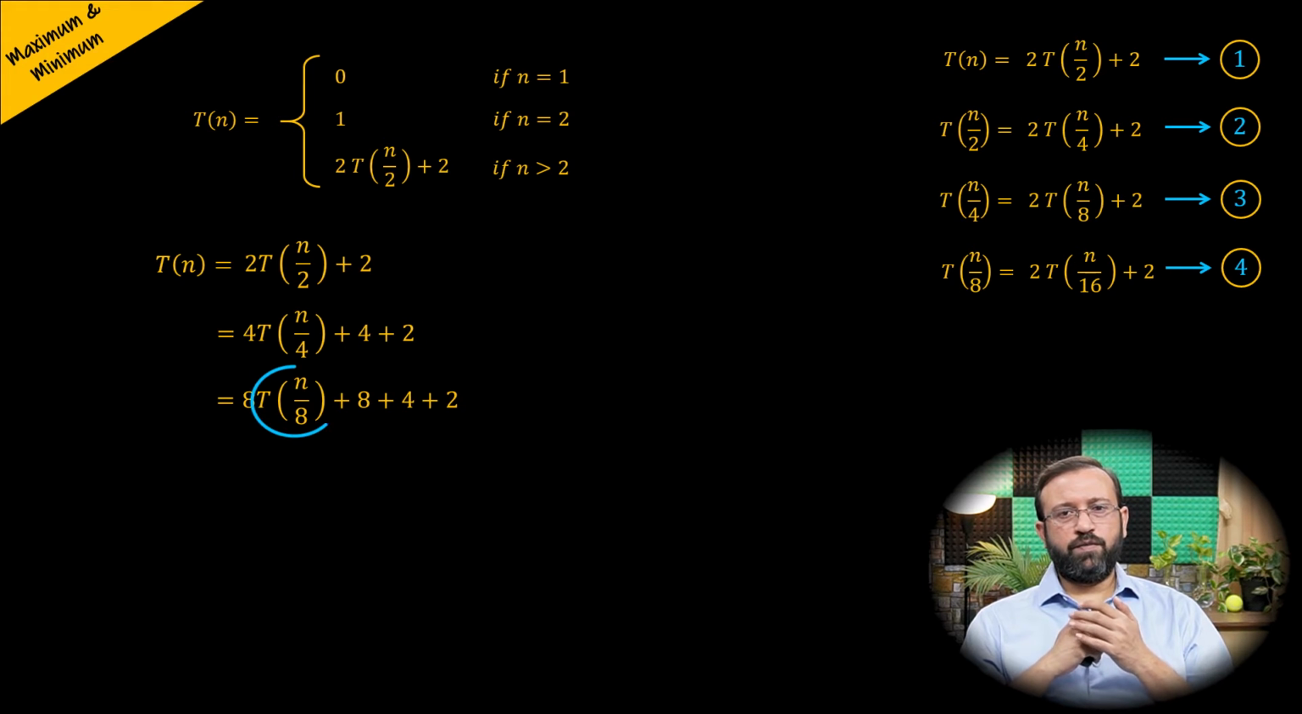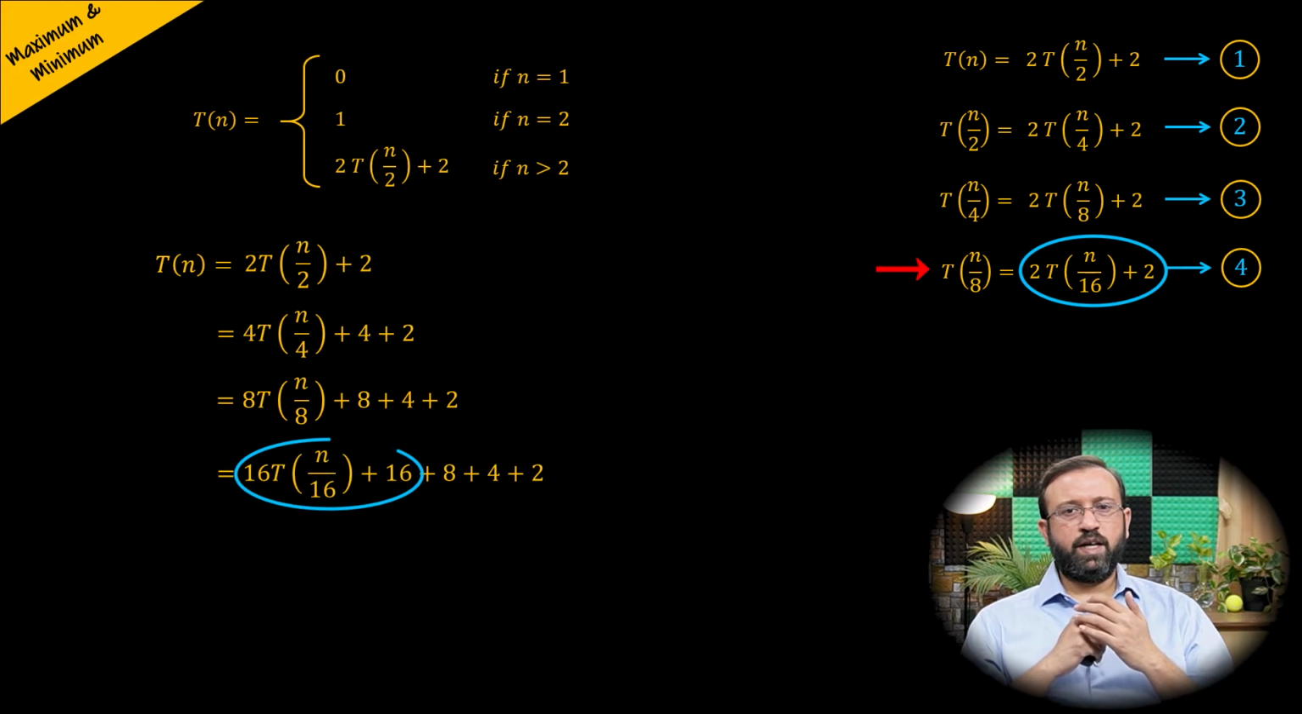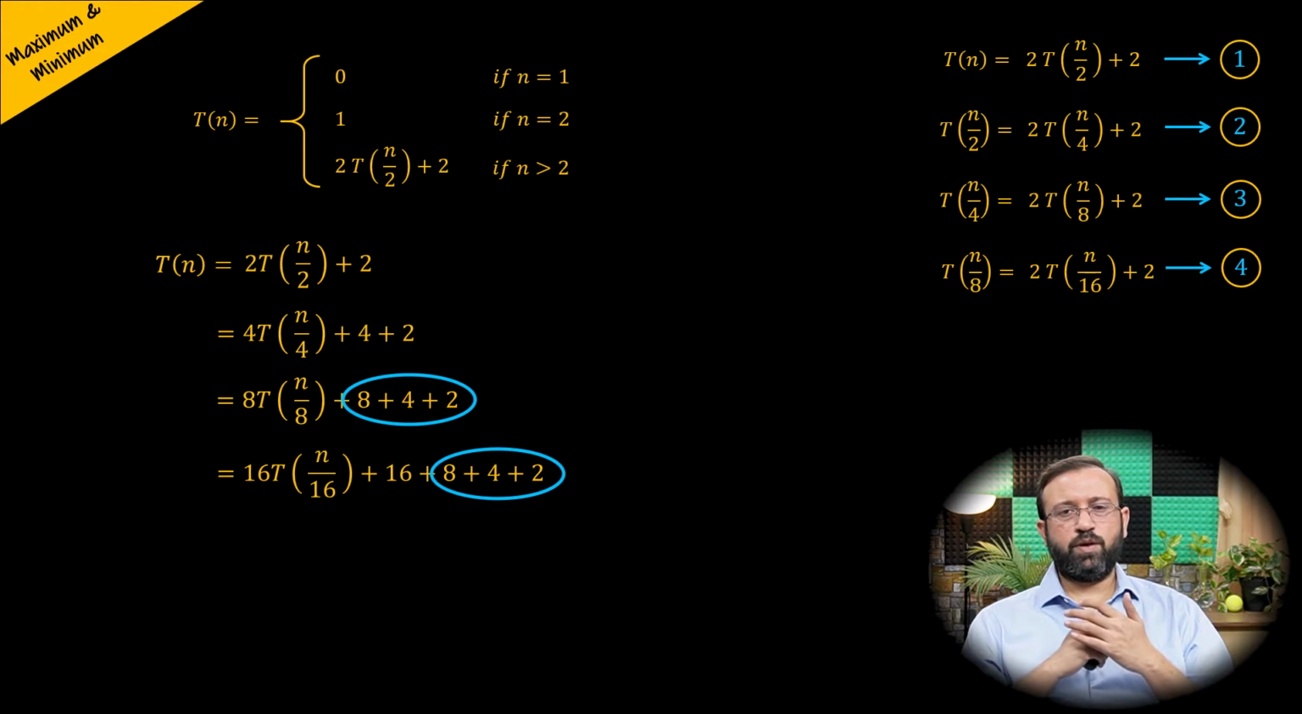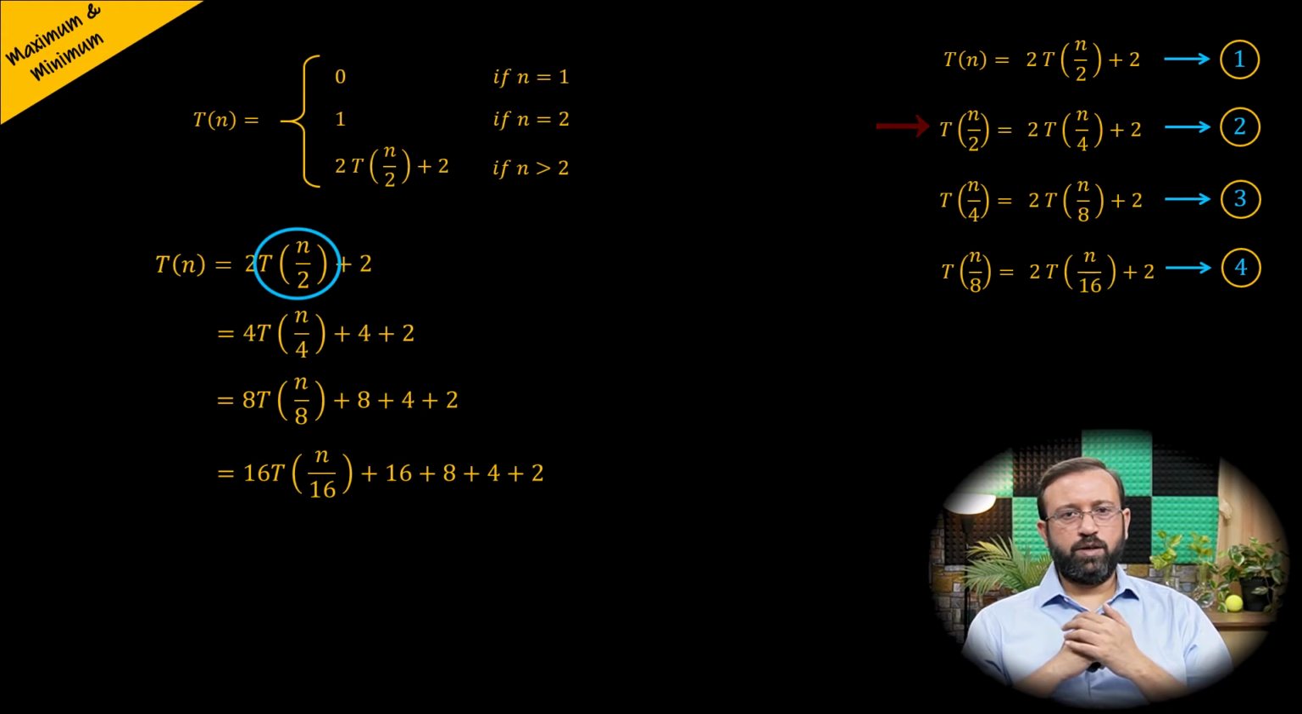Then instead of t of n by 8, we can substitute the fourth equation, that is t of n by 8 is equal to 2t of n by 16 plus 2. So we have 8 multiplied by 2t of n by 16 plus 2, which will be t of n equal to 16t of n by 16 plus 16 and plus 8 plus 4 plus 2 from the above expression. So here we have substituted t of n by 2, then we have substituted t of n by 4, then we have substituted t of n by 8.